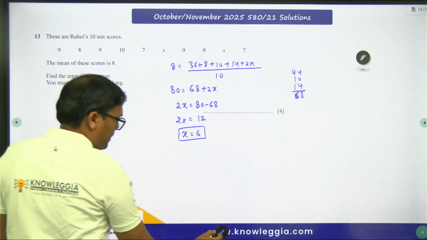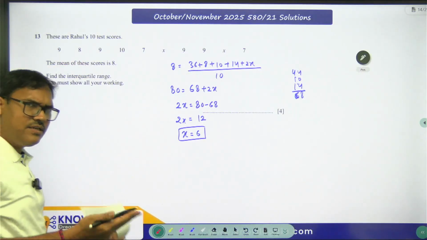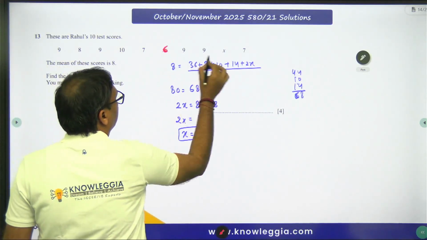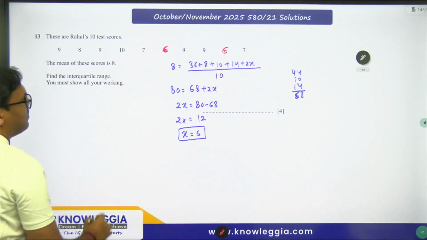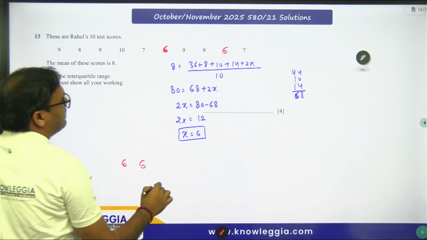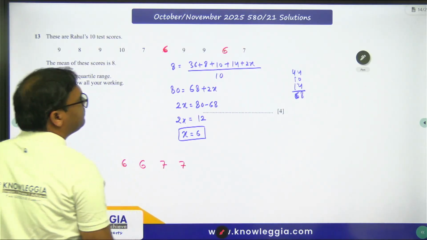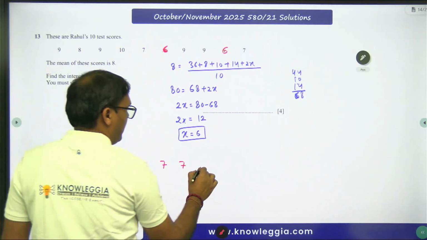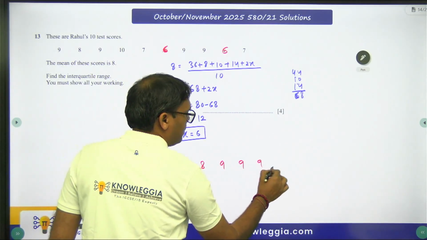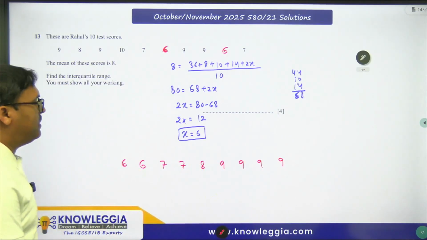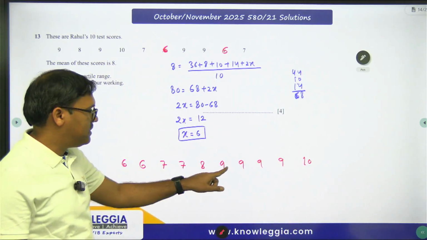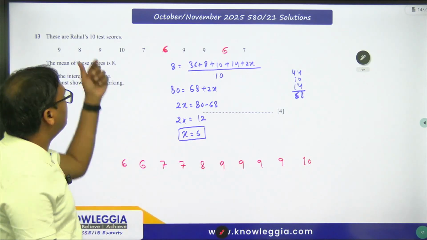Now we will arrange the data in an increasing order. So let's arrange in an increasing order. I just replace x by 6. So what are the smallest numbers? You see this is 6, then 6, then we have 6 and 6. Then we have 7, 7. Then we have 8. Then we have 9, 4 times: 1, 2, 3, 4. So this is the data. We have 1, 2, 3, 4, 5, 6, 7, 8, 9, 10, the scores of 10 tests.